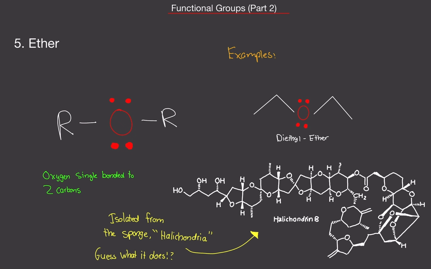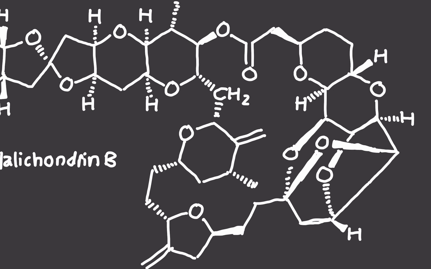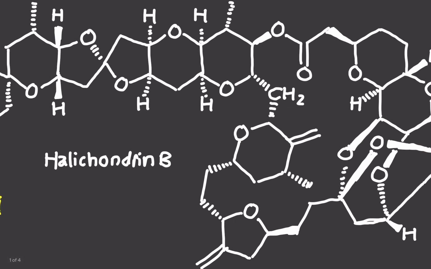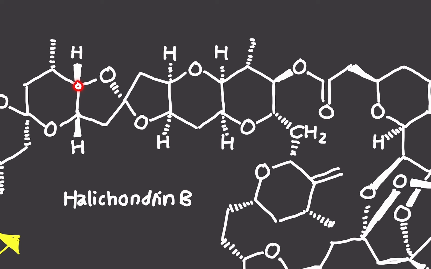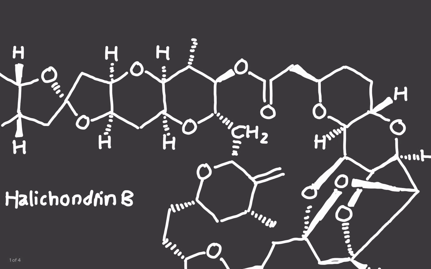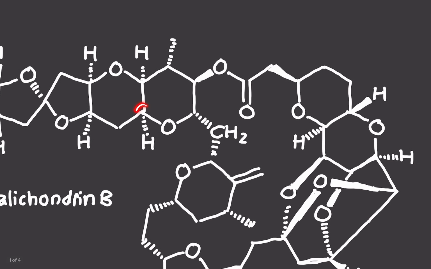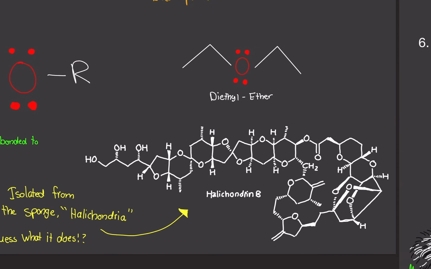Now, what is this huge molecule here? This is called halichondrin B. This is actually isolated from a sponge called Halichondria. First, let's identify where the ether functional groups are. I'm not going to mention all of them, but we got one here. So this is an ether. We got one here. Let's look at here. We got one here, here. So this is a polyether. It's called a polyether because you have so many ether groups here.